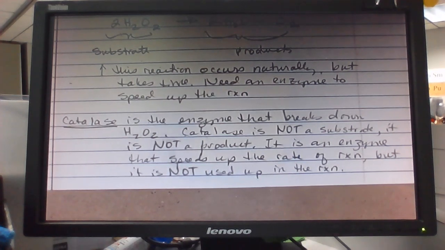So one of the reasons why that hydrogen peroxide is in such a dark bottle is because sunlight, the environment, is going to speed up the reaction too. If you put it in a dark, cooler environment, your hydrogen peroxide is going to last longer.